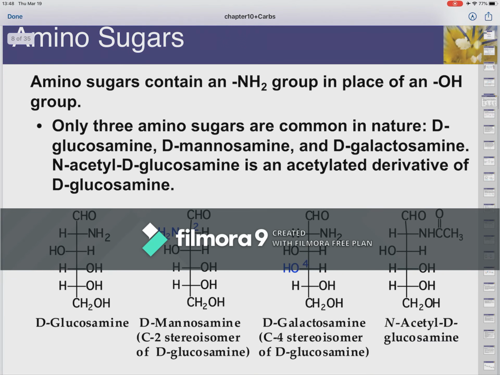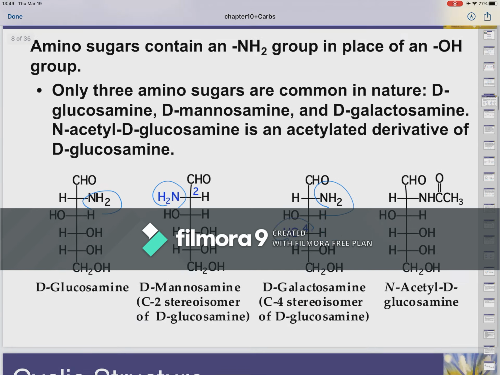Amino sugars. Amino sugars are just derivatives of sugars or carbohydrates that have amino groups on them. We've got one here, we've got one here. That's not one. There we go. Only 3 amino sugars are common in nature: D-glucosamine, D-mannosamine, and D-galactosamine. We will see one other version that's a modified form, N-acetyl D-glucosamine, but these have biological importance and activity later on.